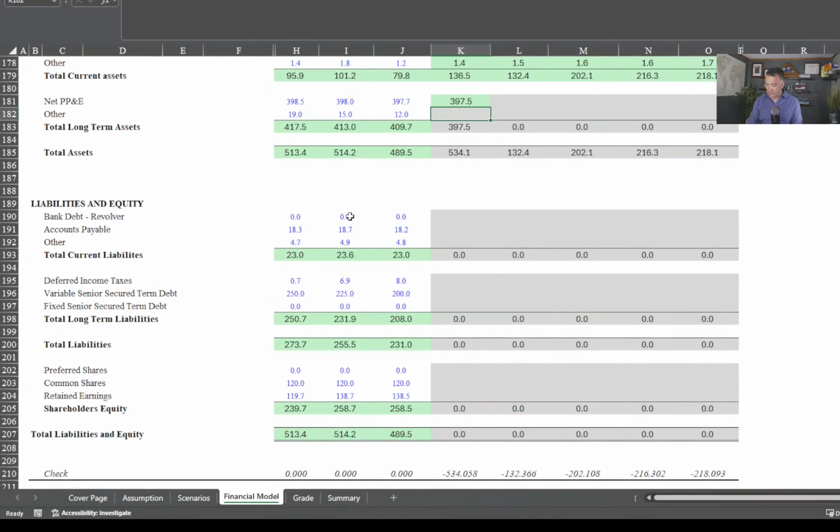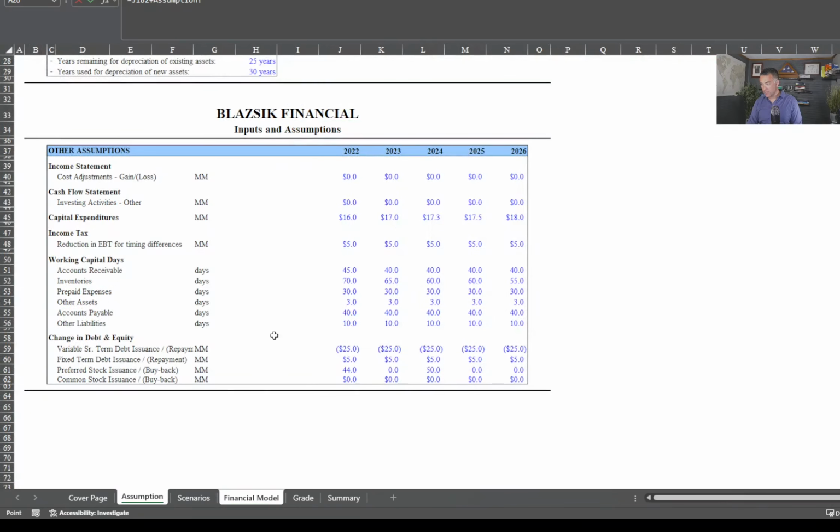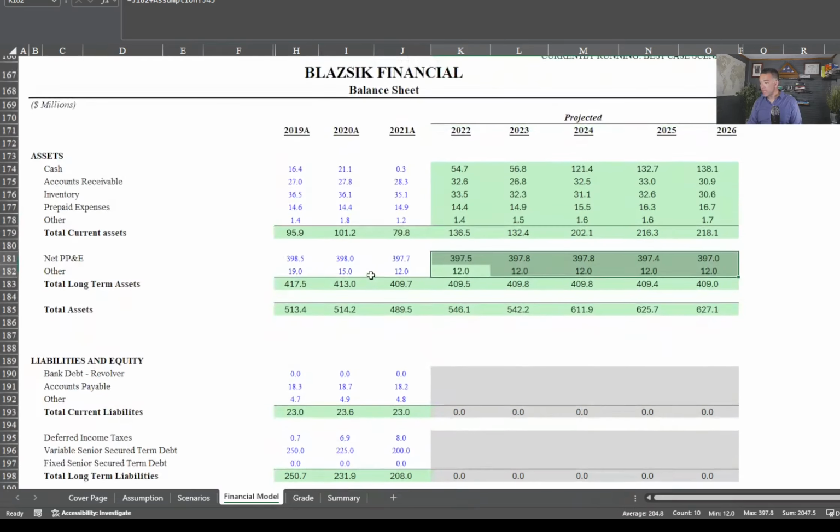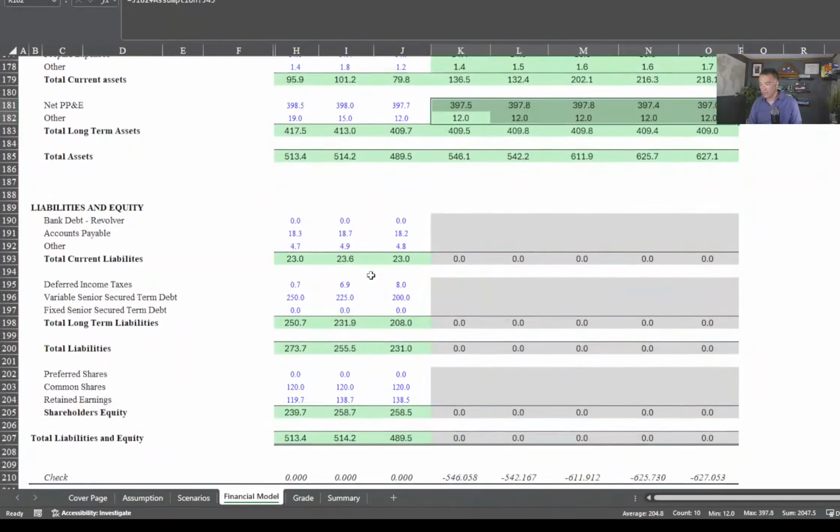And then we're going to do the same as the other. I'm going to go to the previous, and go to the assumption and cash flow statement, investing activities. I'm going to add that 0. That's our assumption. So it's going to stay at 12. And then we got the assets filled out.